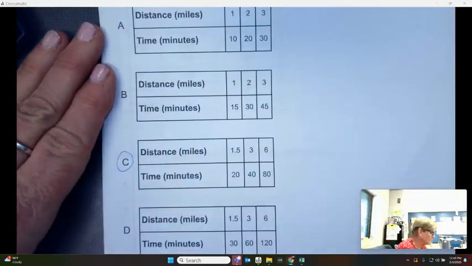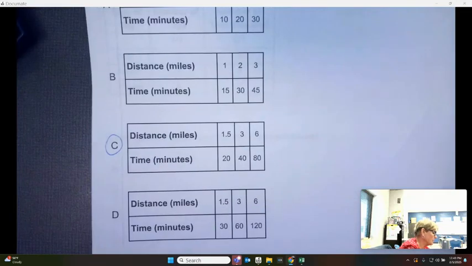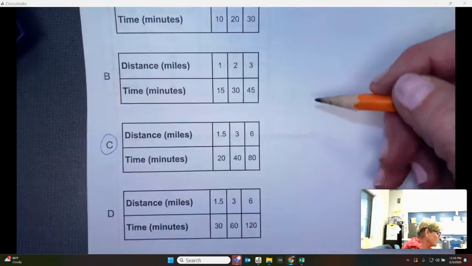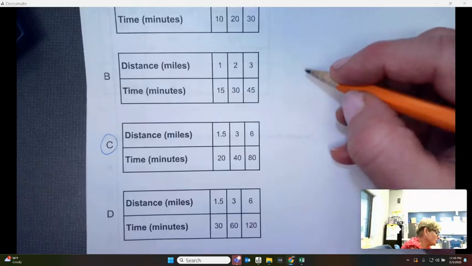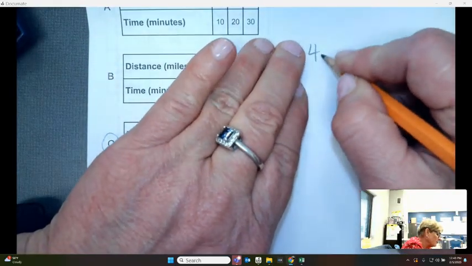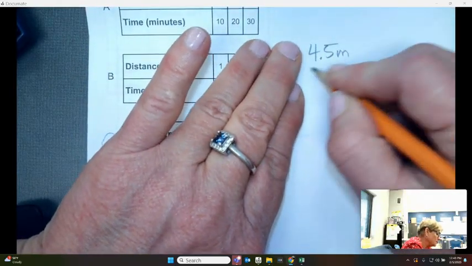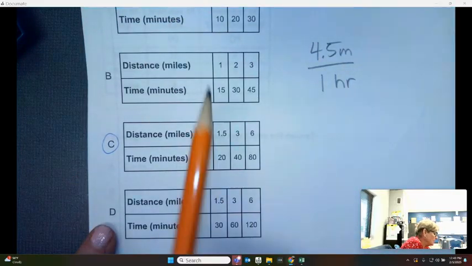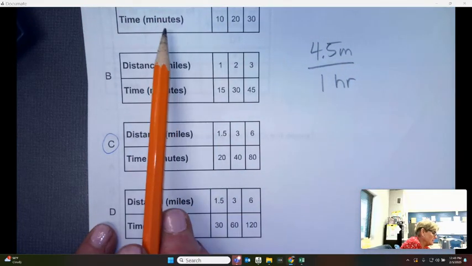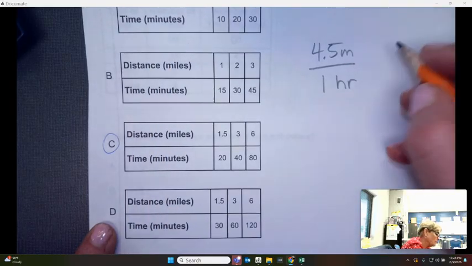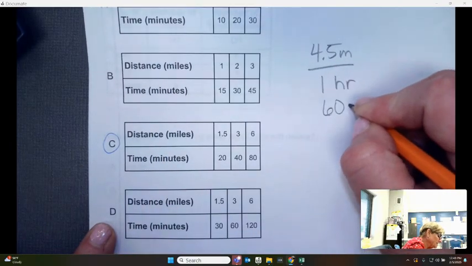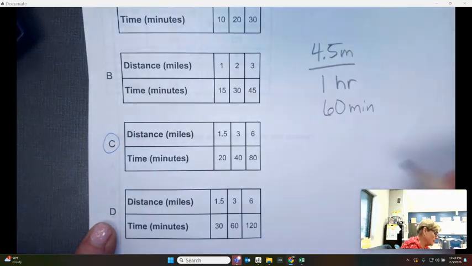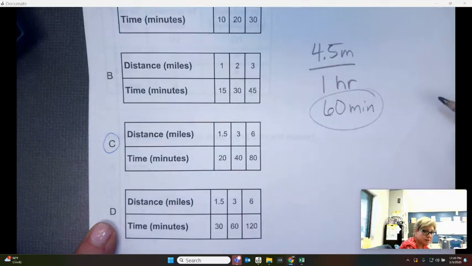Okay, it says with his fins on, Sam can swim at a rate of 4.5 miles per 1 hour. Which table shows the relationship? So 4.5 miles for every 1 hour. This is just like a regular rate problem, only I noticed that we have the distance in miles, but the time is in minutes. Remember, 60 minutes equals 1 hour. So in 60 minutes, it should be 4.5 miles.